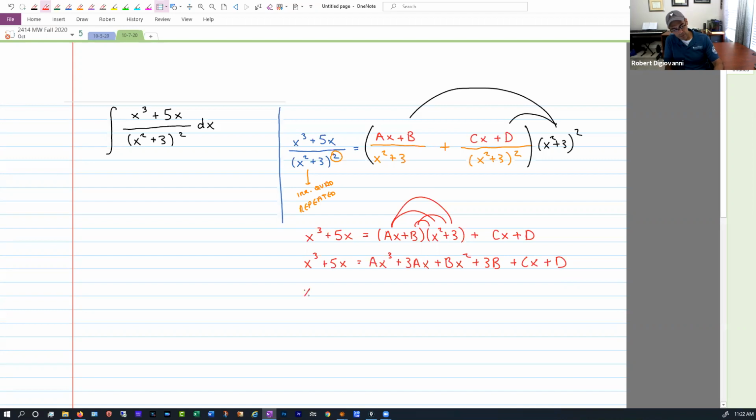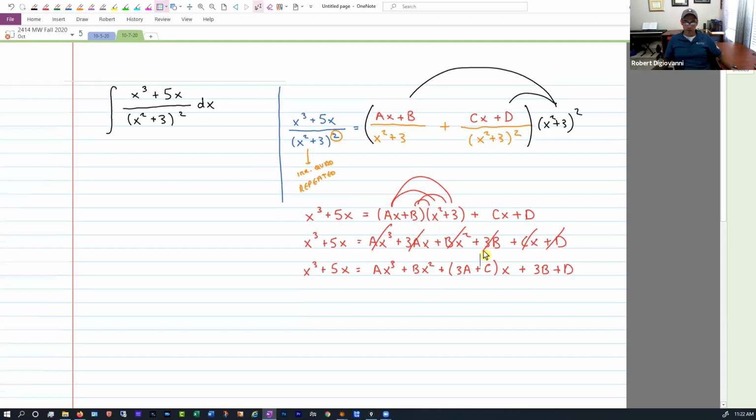I'll collect my like terms together. See, I only have ax cubed. I don't have anything else, so got that. X squared, I only have a bx squared. In terms of x's, though, I have two of them. I have a 3ax and I also have a cx. So I'm going to pull those together and then pull the x out of both of those. And then I have a plus d. Oh, I forgot the 3b. The 3b and then the plus d. So that takes care of everything. Any questions there?